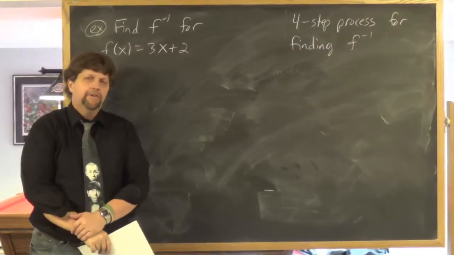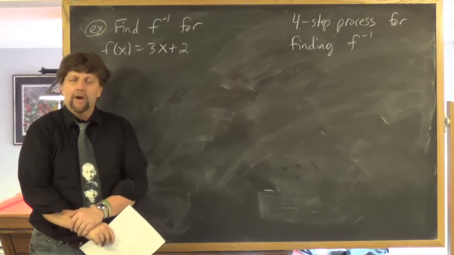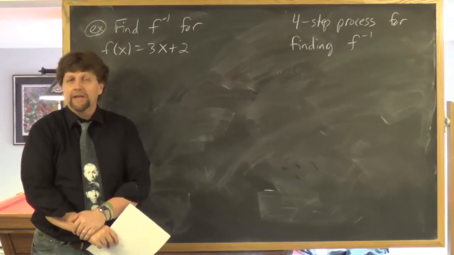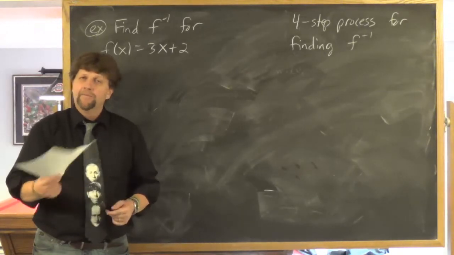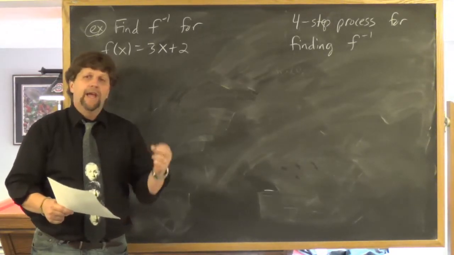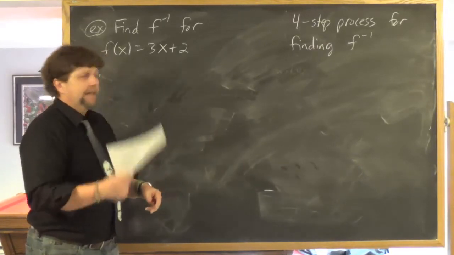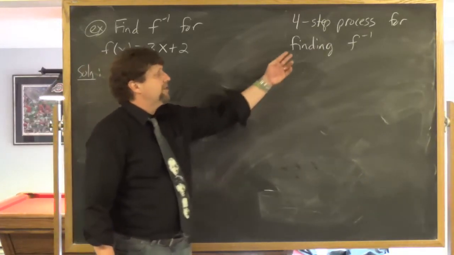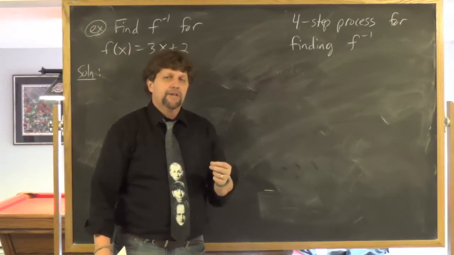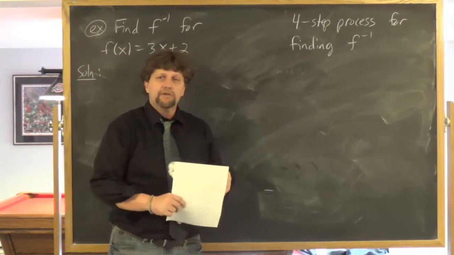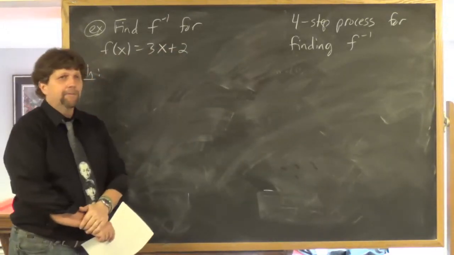Alright, hey, welcome back folks. We just looked at how we could use our knowledge of graphs of functions and being symmetric about the line y equals x to get the graph of its inverse function. Next up is how do we actually come up with the inverse function itself. To get the inverse function itself, it's actually a four-step process. And what I'll do is I'll show you each step in working through this example.